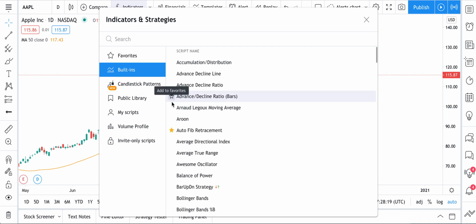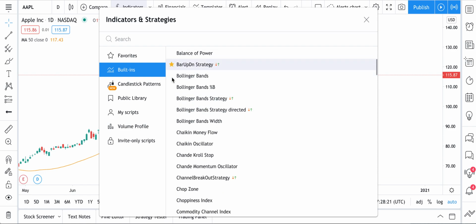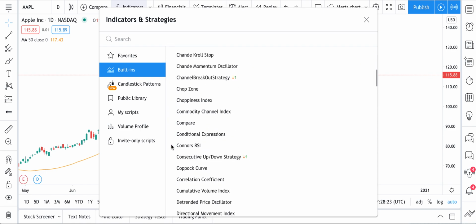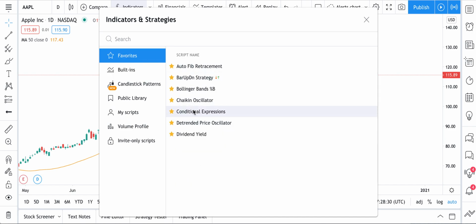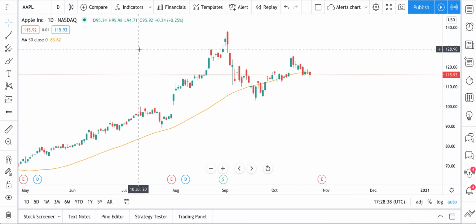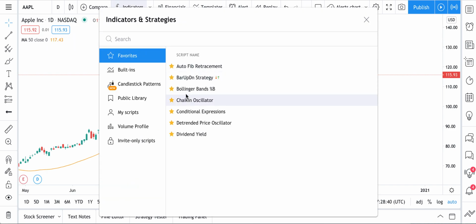And that means if there are certain indicators or strategies that we love, we can just add them to our favorites with one simple click on the star icon. And now when we go to our favorites menu, it's all here perfectly shown, alphabetical order, and we know where our favorite indicators and strategies are at all times. Check it out. Let's open indicators and strategies, favorites.